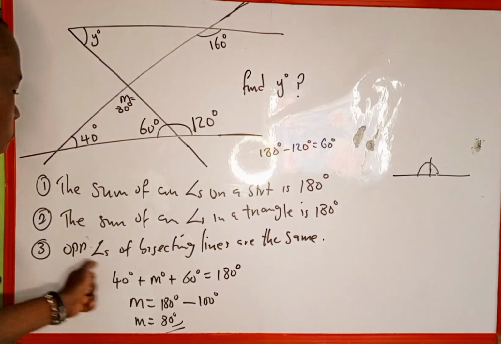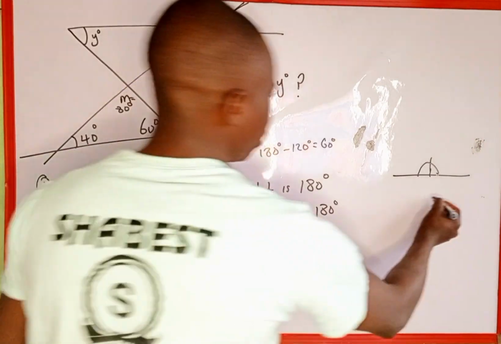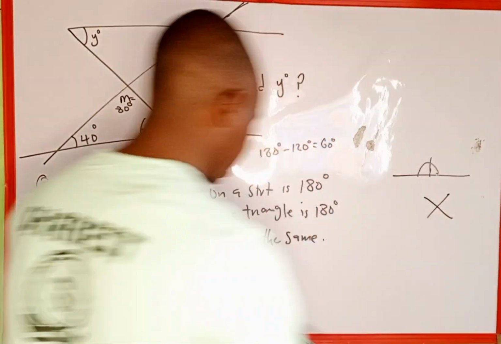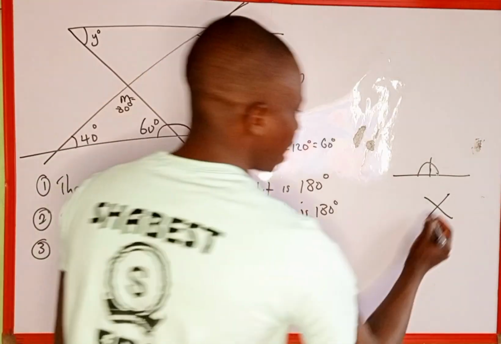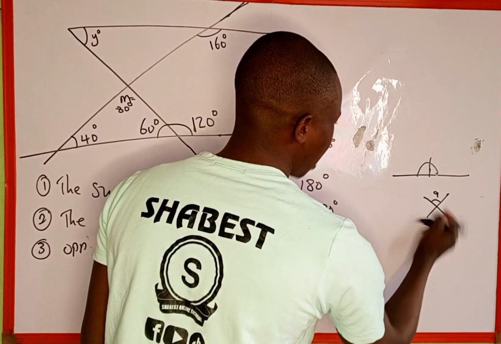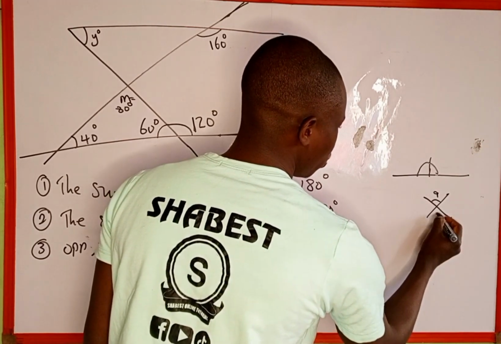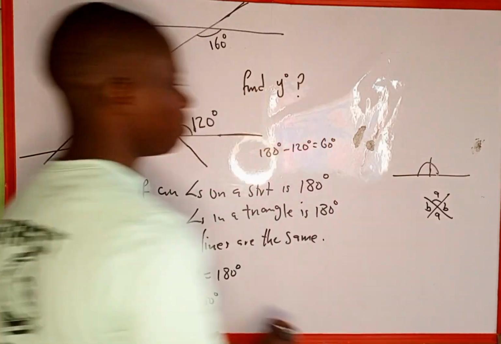Now the next thing we're going to do, we're going to apply theorem 3. We say opposite angles of bisecting lines are the same. What do you mean by bisecting line? When you have a line like this, it's called a bisecting line. Opposite angles of a bisecting line are the same, implying this line here is bisecting. So if we have angle A here, that means the angle here is going to be the same as A. If we have B here, then this is going to be the same as B.